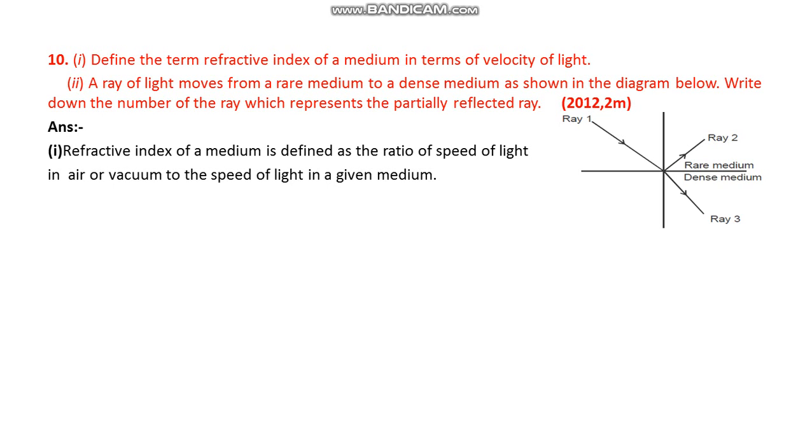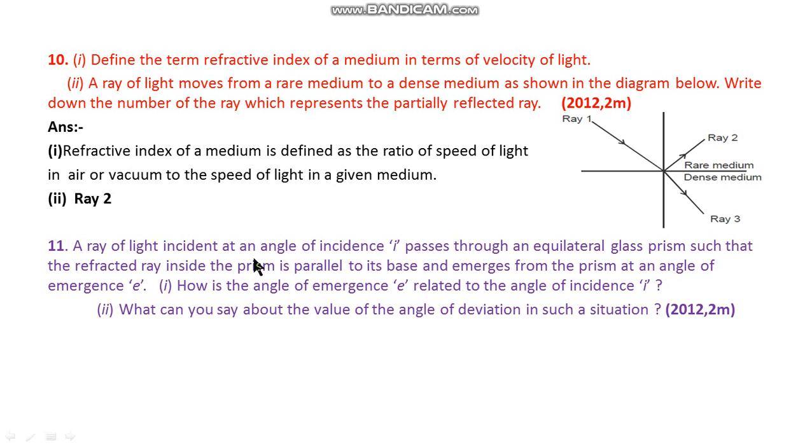Next, what they are asking is which ray here is the partially reflected ray. Now, what does reflection mean? When a ray is incident on an interface, if it comes back into the same medium, then we say it is reflection. So they are asking for the reflected ray. Here, ray 2 is the reflected ray. Ray 3 is the refracted ray, because light travels from medium 1 to medium 2. So our answer is ray 2.